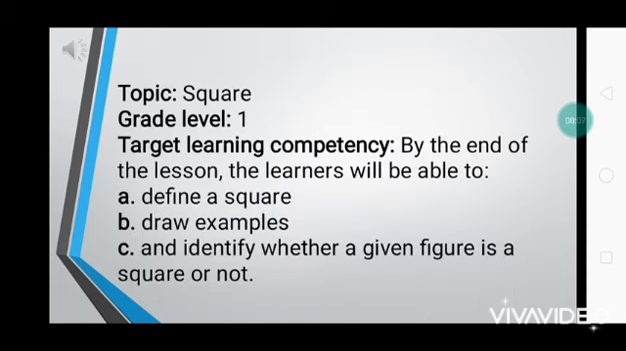So I have here the example. The topic is square. Grade level, grade 1. Target learning competency: by the end of the lesson, the learners will be able to define a square, draw examples, and identify whether a given figure is a square or not.